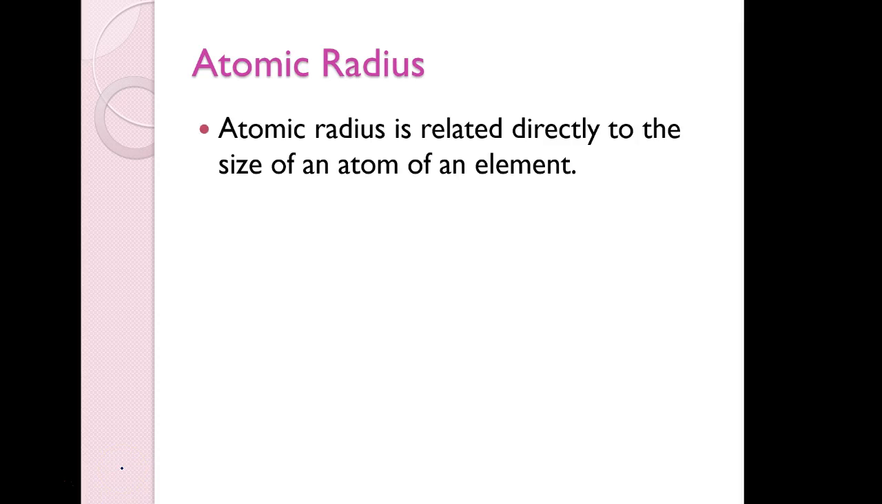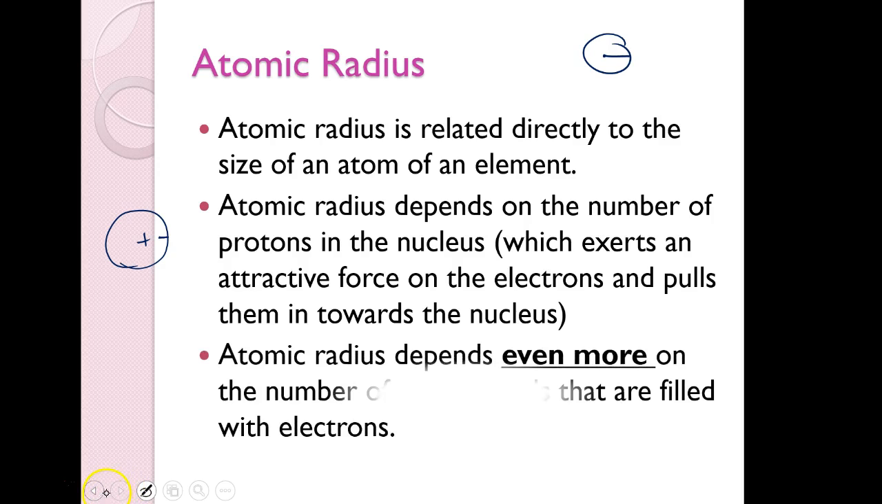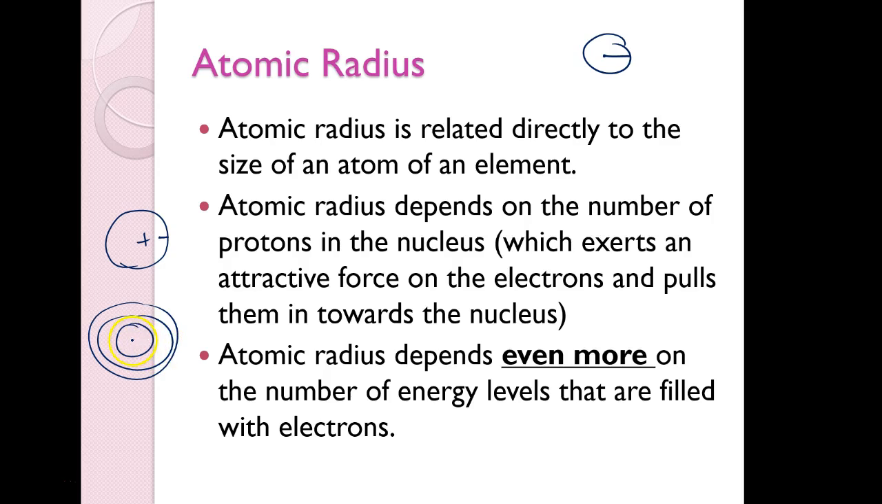Atomic radius is literally the size of the atom, okay? The outside edge, the farthest out we can go. We can't go all the way to the edge because we don't know exactly where that is, but the atomic radius depends on the number of protons in the nucleus, because remember, they're positively charged, and they have an attractive force for the negatively charged electrons, and so they're going to pull them in. But according to Bohr's model, they can't pull them all the way in, and so the radius depends not only on the number of protons, but also how many circles there are between the center and the outside electron. Okay, so it depends on the protons in the nucleus and on the energy levels.